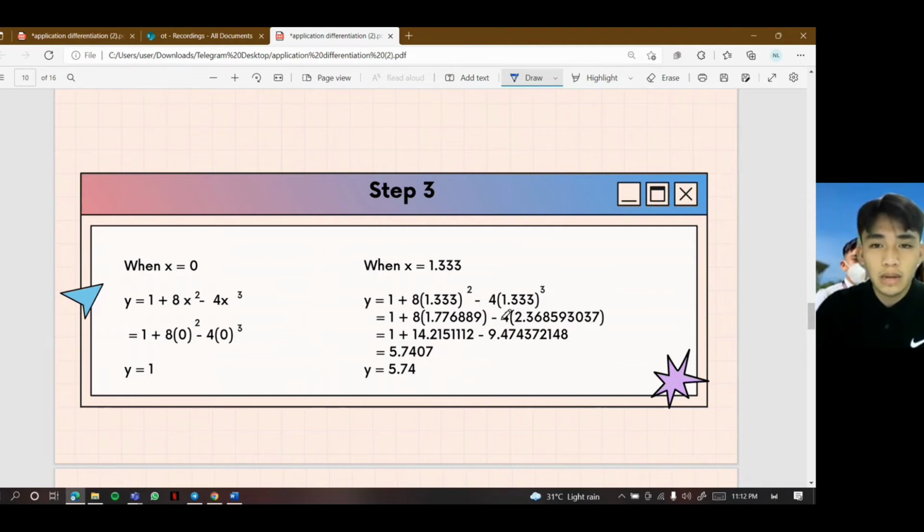And this one we get 4 times 2.3685933037. So this is the answer. The answer is 517407. So we forgot one here because we do this and there is a plus one. Yes, so the answer is 5.701.